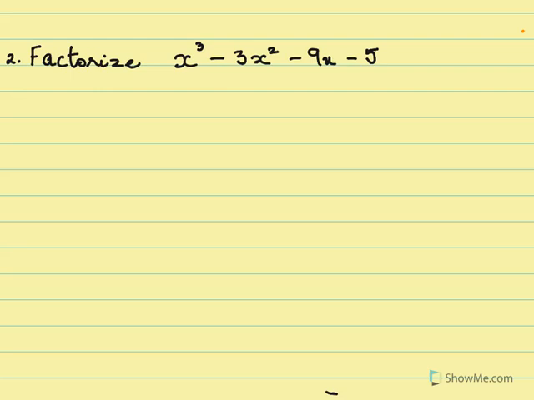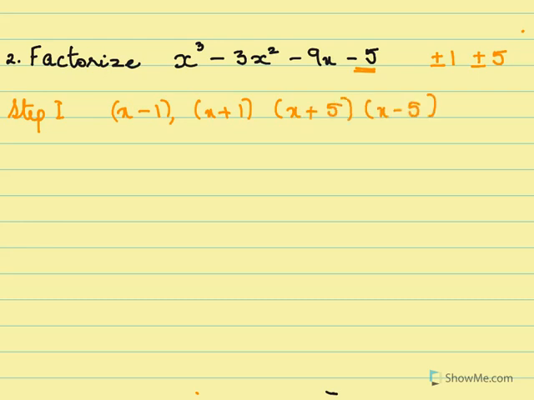Factorize x cube minus 3x square minus 9x minus 5. Now because we have minus 5, the zeros could be plus or minus 1 or plus or minus 5. So in step 1, we need to find out, is x minus 1 a factor? Is x plus 1 a factor? Is x plus 5 a factor? Or is x minus 5 a factor? Let us start with x minus 1, to check if x minus 1 is a factor.